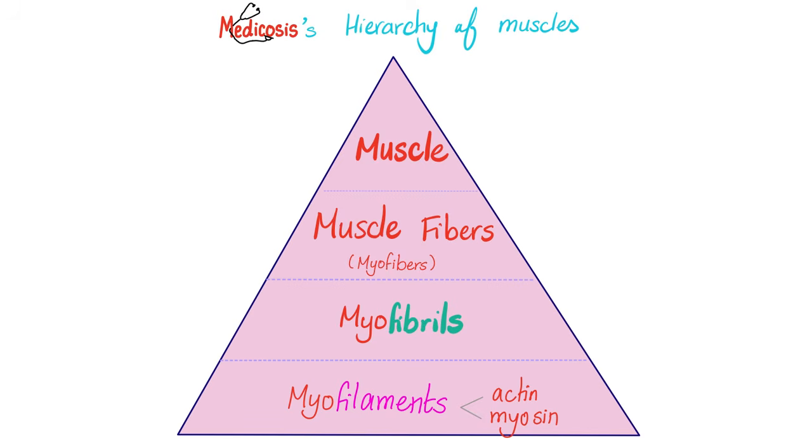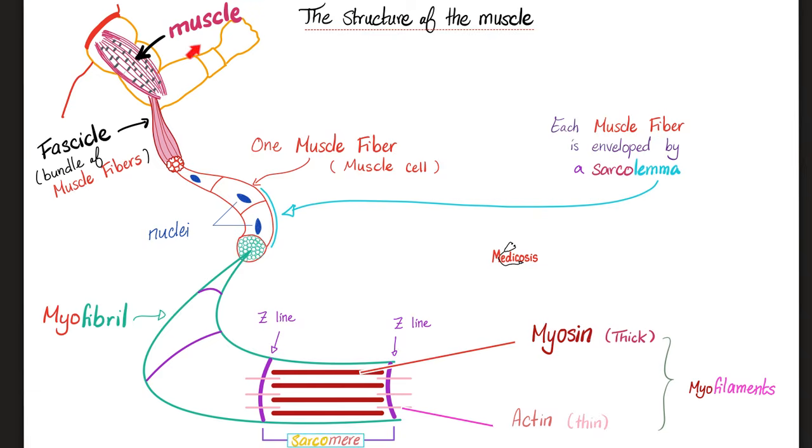Medicosis hierarchy of muscles. Your body has about 640 skeletal muscles. Each muscle is made of muscle fibers. Each fiber is made of myofibrils. Each fibril is made of myofilaments, which include actin, which is thin, and myosin, which is thick. Each muscle is made of fascicles, which is a bundle of muscle fibers. Each bundle is made of individual muscle fibers or muscle cells, which are multinucleated in cases of skeletal muscles. Each muscle fiber is made of fibrils, which is made of filaments. What kind of filaments? Thick myosin and thin actin.